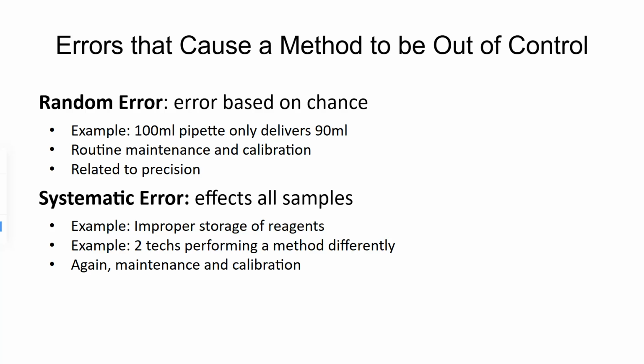Systematic error affects all samples. For example, improper storage of reagents, or two techs performing a method differently. Again, maintenance and calibration, also proper training to ensure that that doesn't continue.